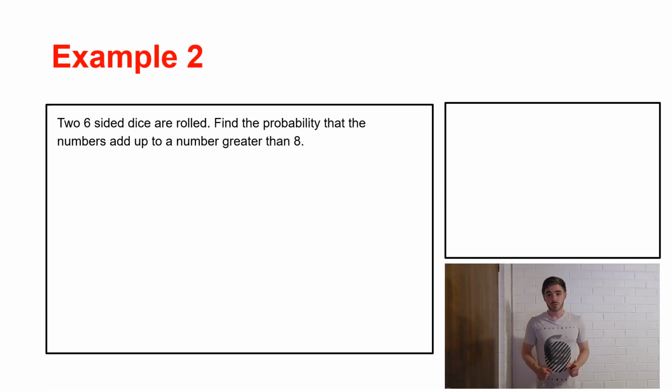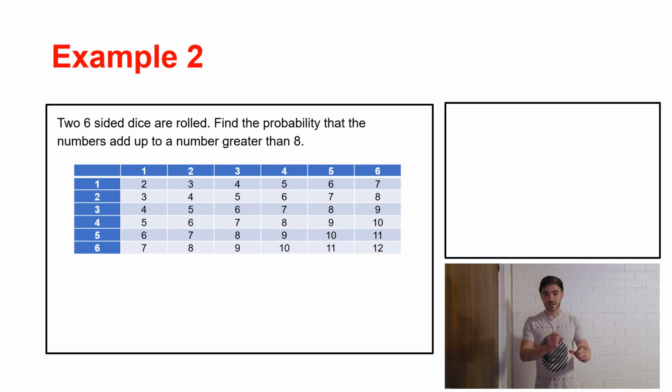There's a similar thing going on here, but this time we're looking for the addition of our 2 dice rolls to be greater than 8. So when we fill out our table, we're not going to write the combination anymore, but we're going to write the addition of those 2 numbers. Once again, you can see this pattern is very easy to replicate. Once you have your first number, you're literally just adding 1 every single time you go down or to the right.